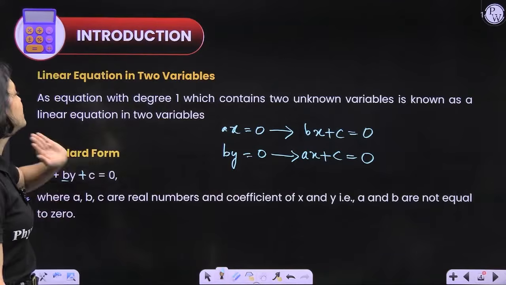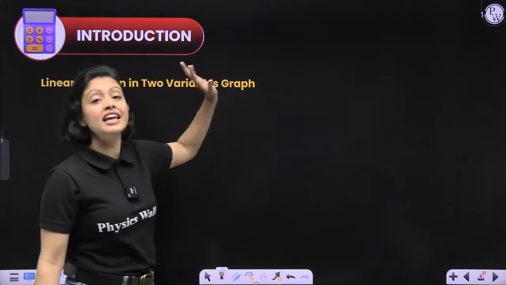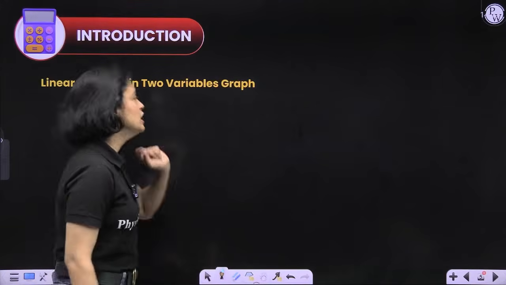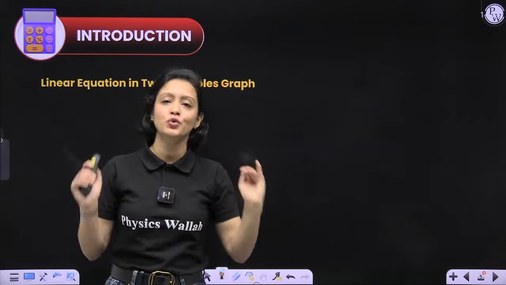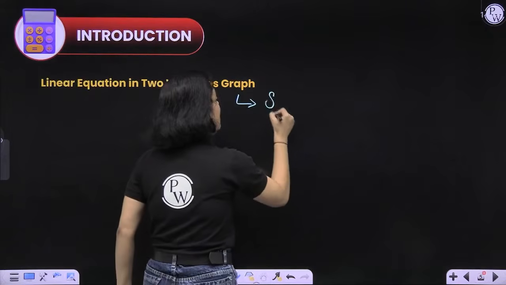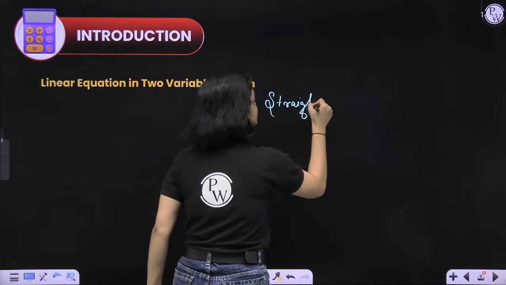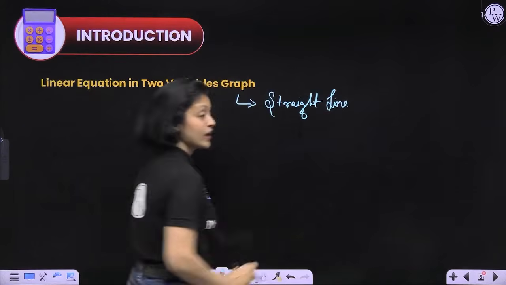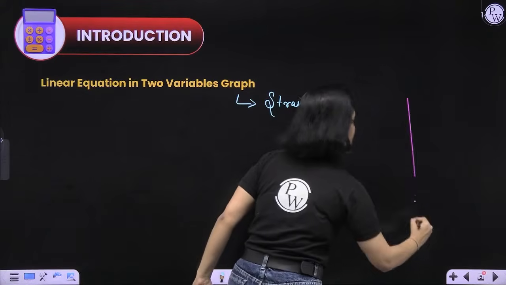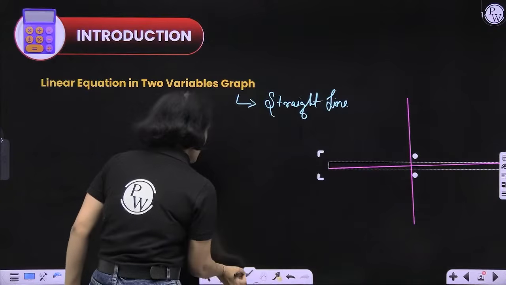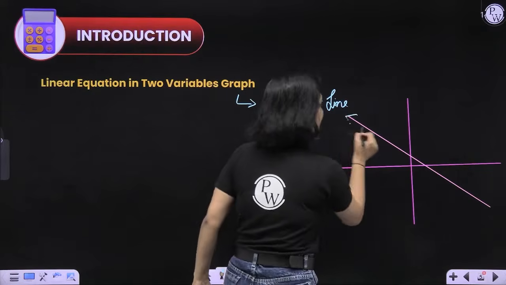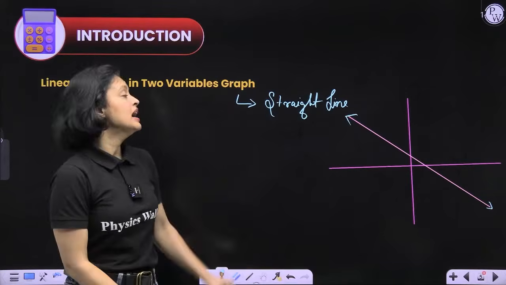Now with that, let's talk about linear equation in two variables, its solution and its graph. Both of these are related. How? We'll see. First of all, any linear equation in two variables will have the graph as a straight line. That is important. Its graph will always be a straight line. So let's draw a straight line here and suppose that here we have the x coordinate and y coordinate, and this is the graph of a linear equation.